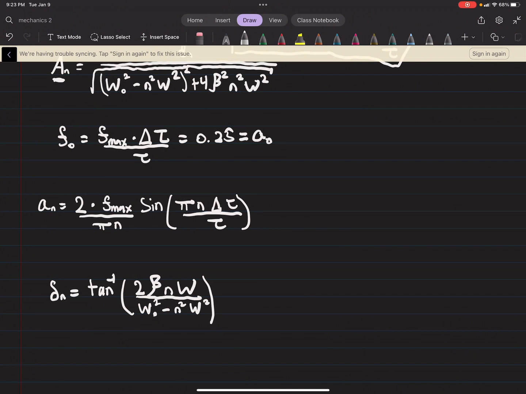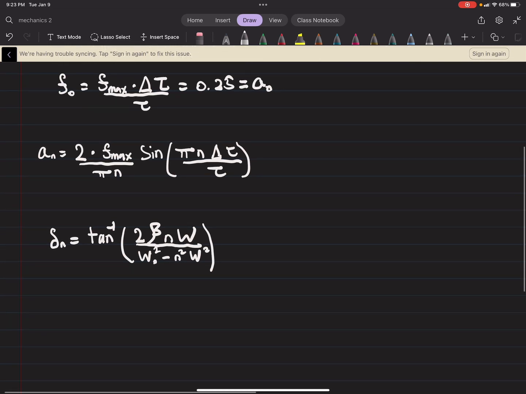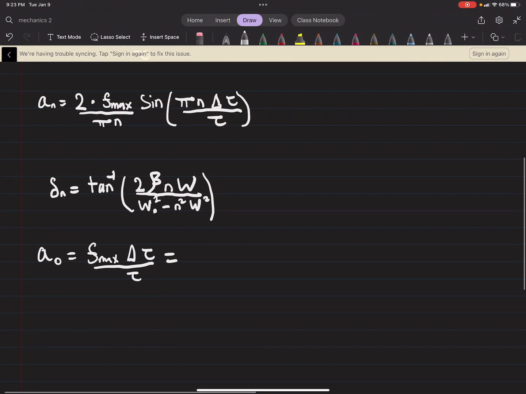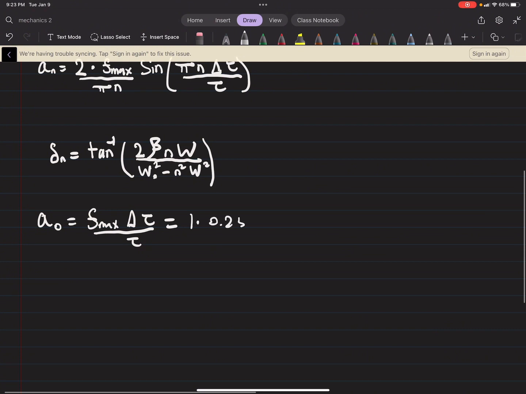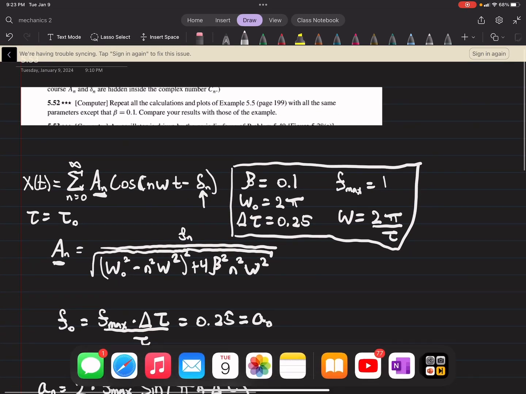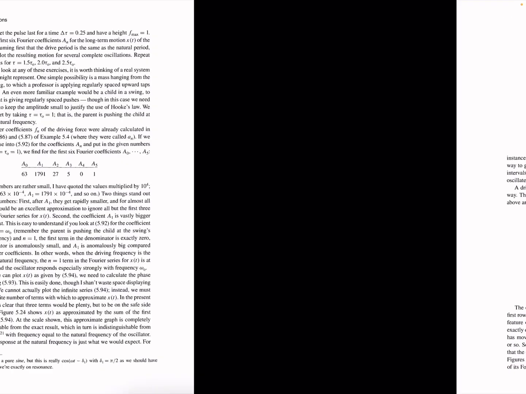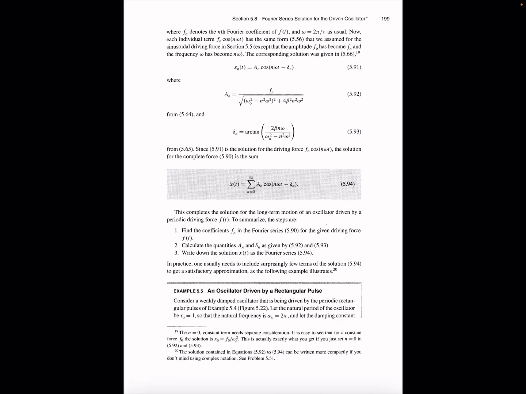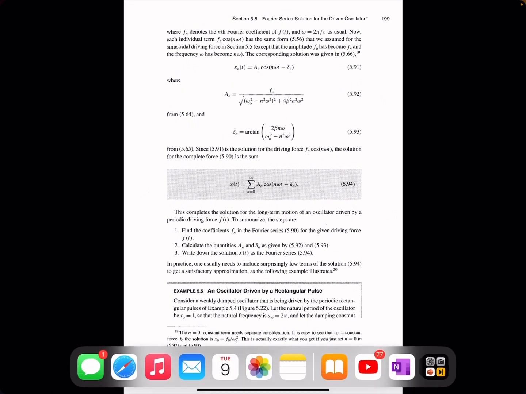Okay, so let's go through this. Let's actually calculate these values. So the initial value of our coefficient is f max times delta tau over tau, which f max is 1. So this is 1 times 0.25. And remember, in this case, tau equals tau naught, and tau naught is just 1. That's kind of the way that they're going about this. Yeah, the natural period of oscillation, tau naught, equal to 1.